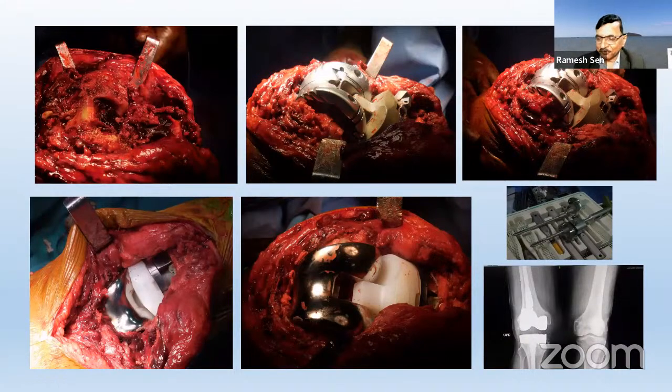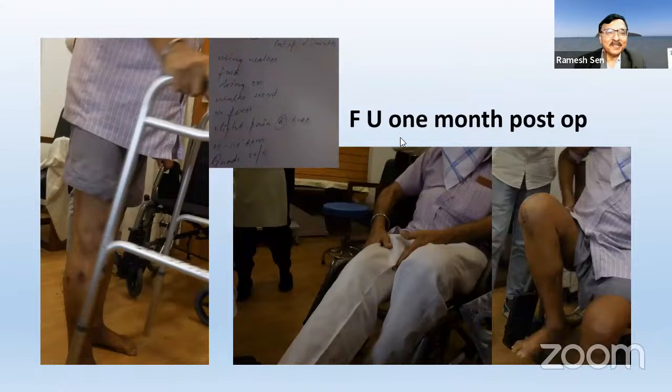So now with this kind of displacement, this is the 1 month follow-up, and you see at 1 month follow-up also, he was flexing his knee to almost full degree at that stage.